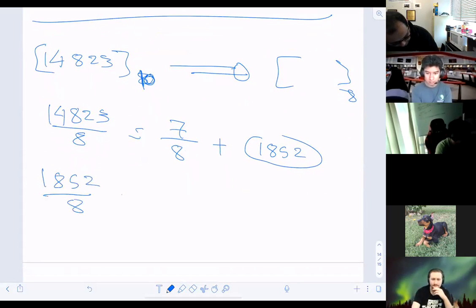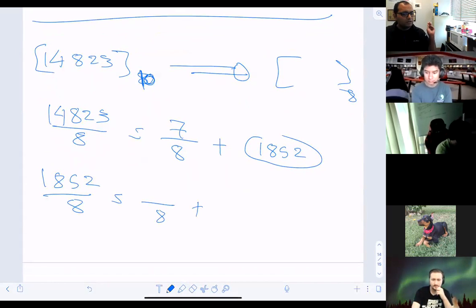Now 1852 divided by 8. What will the value be? It should also be something plus a remainder. So let's see, 1852 divided by 8, the value is gonna be 231 and a half. And this half means what? 4 divided by 8. If you divide 4 by 8, it will give you a half, right?